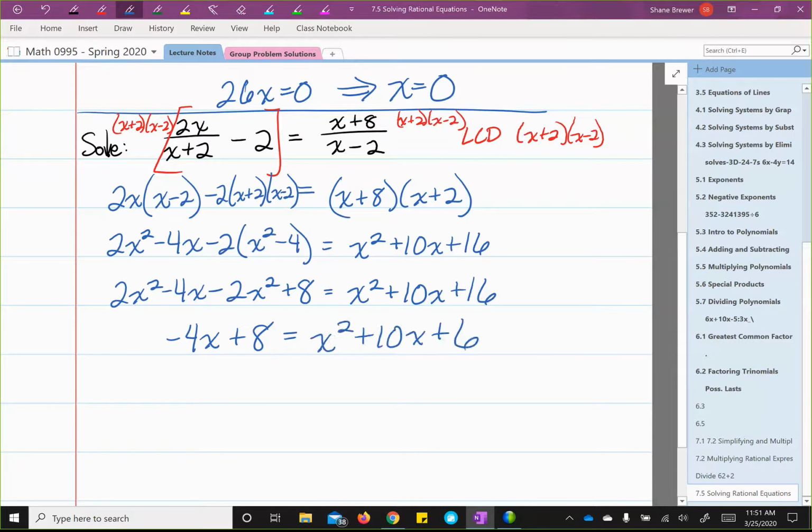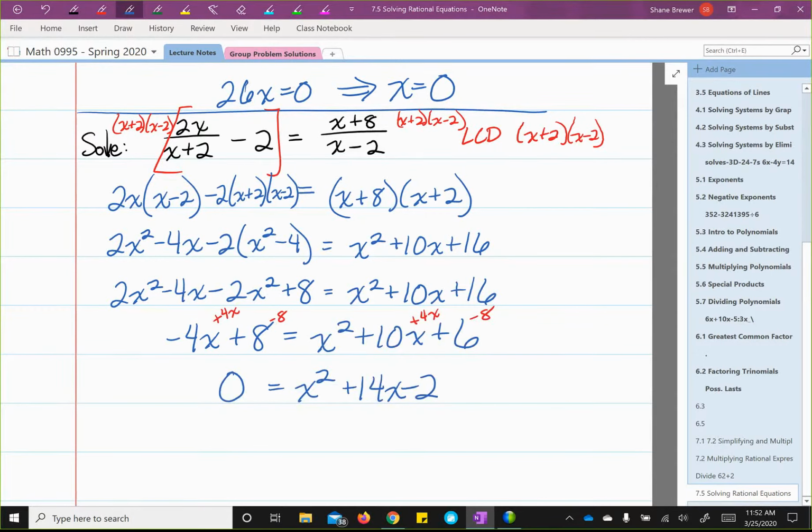All right, so this is a quadratic. You see that x squared? And so remember, with quadratics, you have to move everything to one side so that we have 0. So I'm going to add 4x to get rid of that, and add 4x there, subtract 8, and subtract 8. So that leaves me a 0 there. Gives me an x squared plus 14x minus 2. And that is our equation.